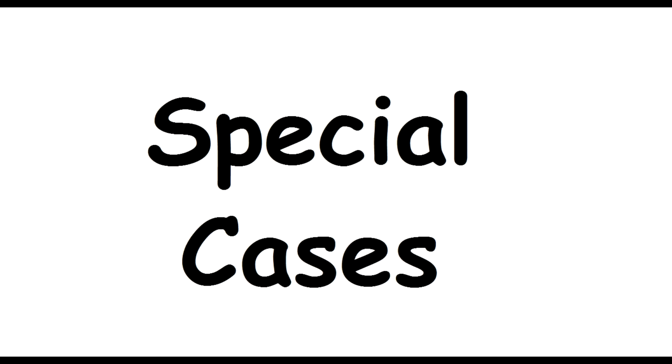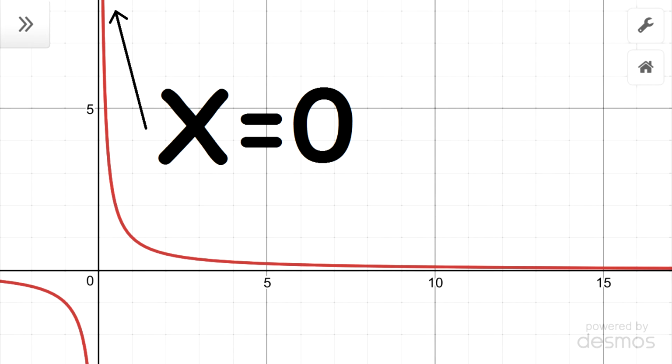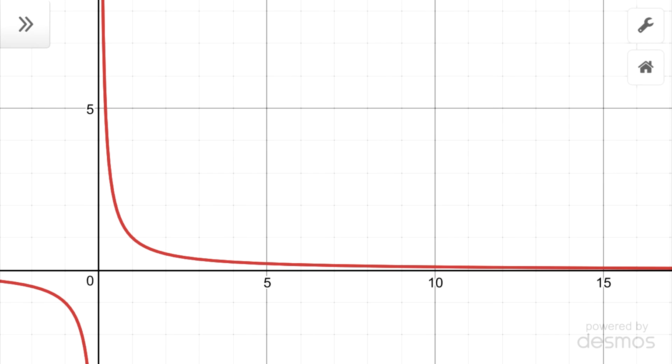Let's return back to 1 over x. 1 over x has an asymptote at x equals 0. So what is the limit as x approaches 0 of 1 over x? Well, it doesn't exist. Because the function approaches two different values from both sides, it does not have a limit as x approaches 0. But I'll tell you what we can do.